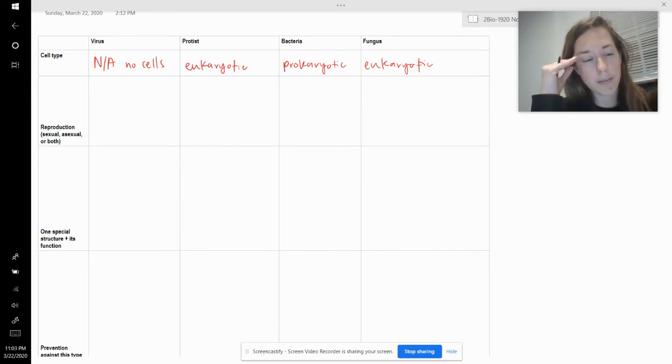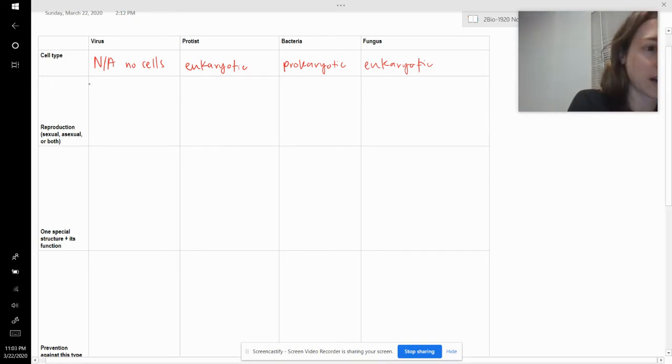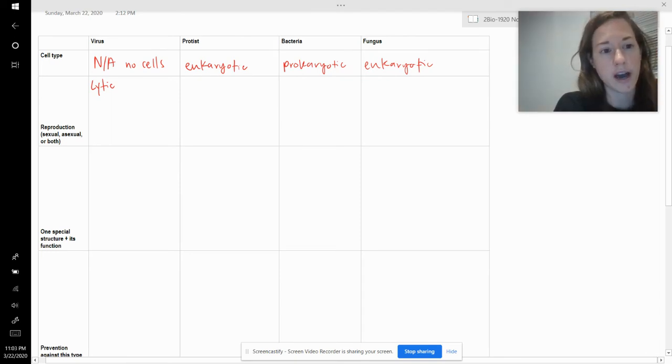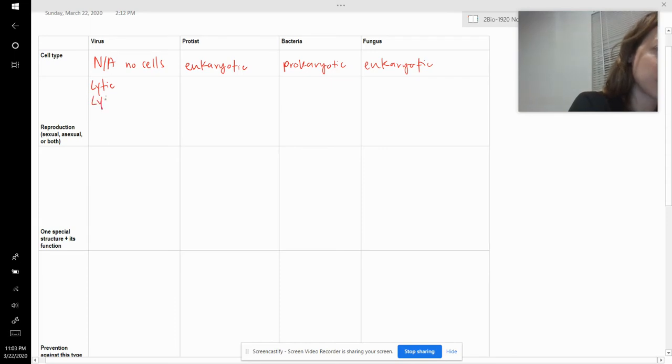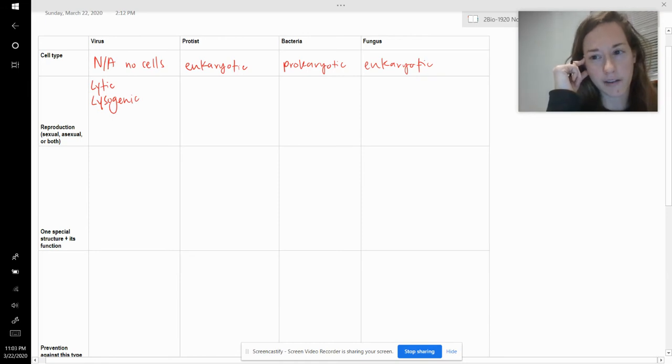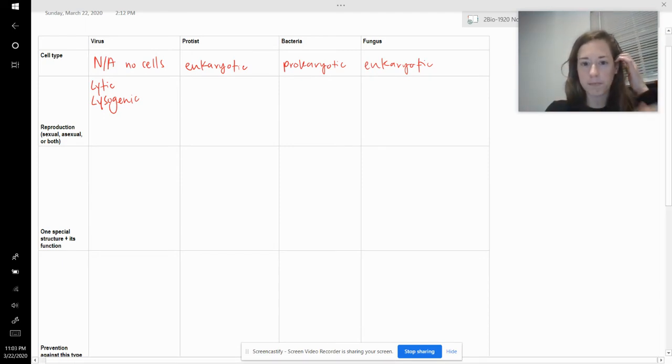Okay, so for reproduction, viruses are either lytic, which means that they take over the cell, turn it into a virus factory, start reproducing themselves, and basically explode the cell. That's lytic. That's like the flu. Or they're lysogenic, which means that they kind of hide inside the cell, and then eventually they will be triggered to become active. And when they become active, then they'll go into the lytic cycle and eventually explode the cell. And they'll start showing symptoms at that point.